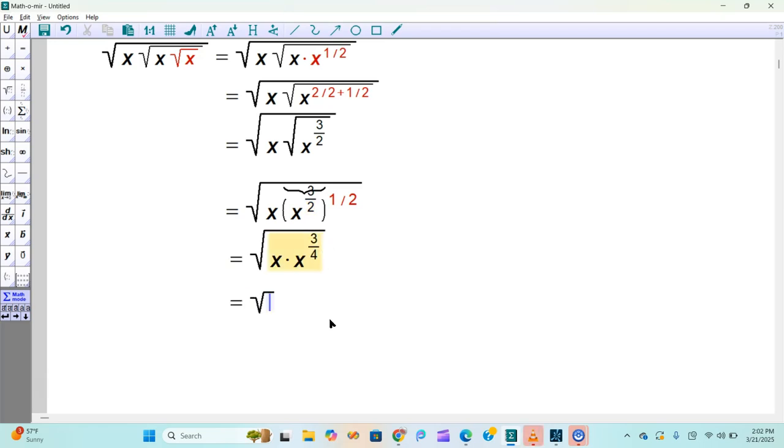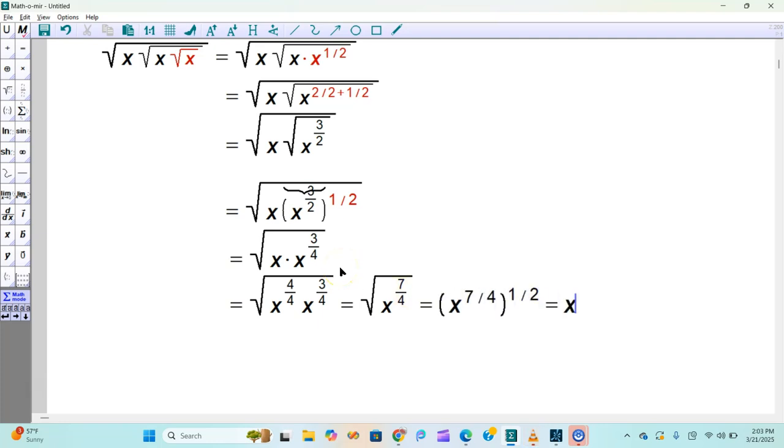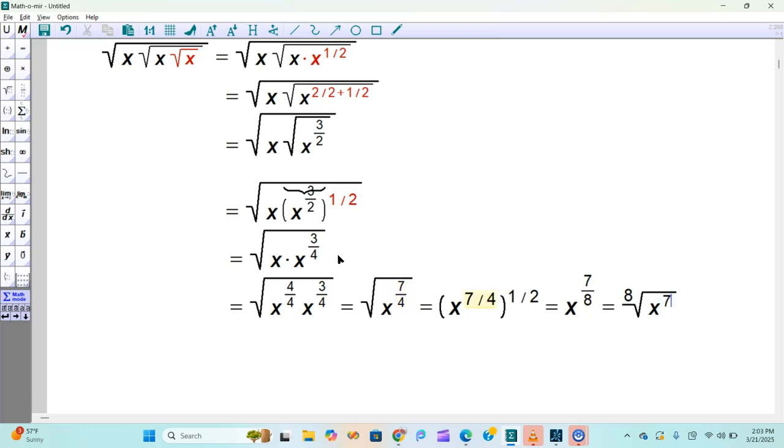Then you're going to work on that. Remember this is x to the first, so you're going to write that as 4/4, which is 1, times x to the 3/4. So it's going to give you the root of x to the 7/4, like this. And then you're going to write this again as x to the 7/4 raised to the 1/2, so it's going to be x raised to the 7/8, which we can write as the 8th root of x to the 7th. There you go. So this is a way to do it.